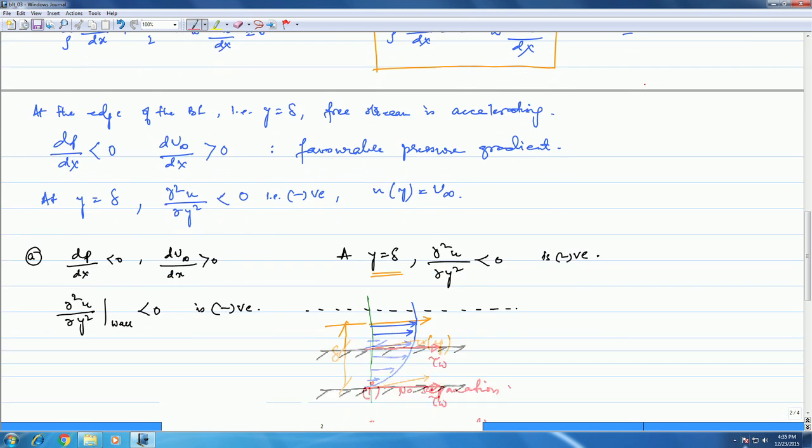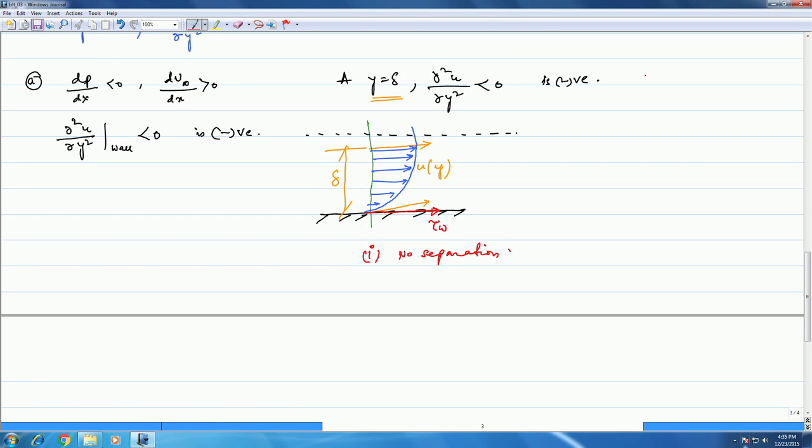What we are basically saying is that between the edge of the boundary layer, this one, and the wall, this one, how these slopes should look, so that we can comment on the shape of the boundary layer. And from here we are going to talk about how separation occurs.